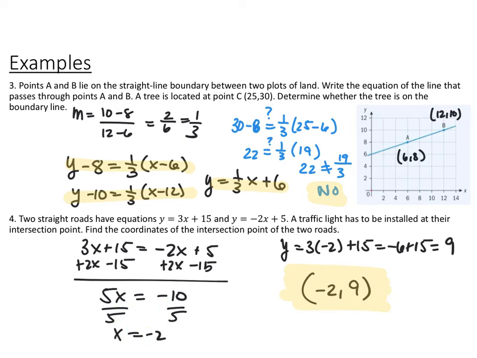to be negative 2. And then because this is where both of them intersect, it doesn't matter which equation you plug the negative 2 back into to solve for y. So I just plugged it into the first equation, and I got y is equal to 3 times negative 2 plus 15. So y is equal to 9. So the place where these 2 rows intersect is at the coordinate point negative 2, 9.